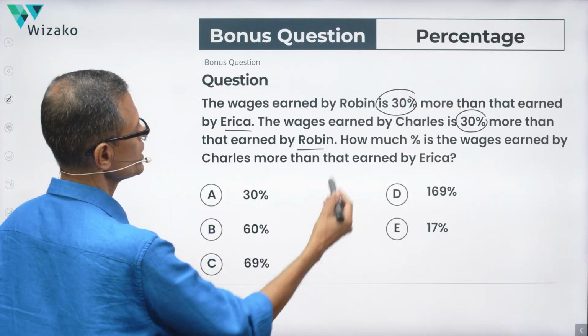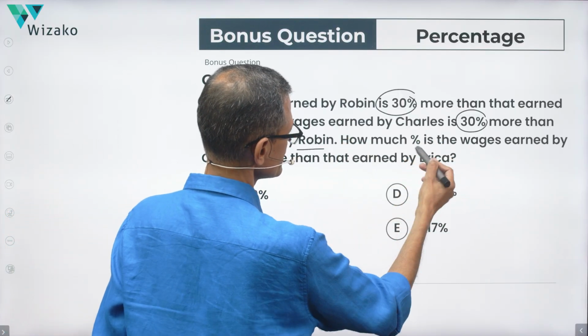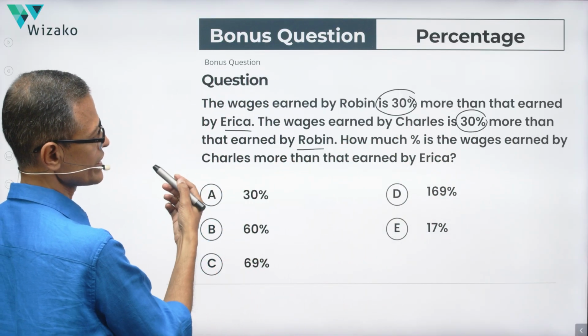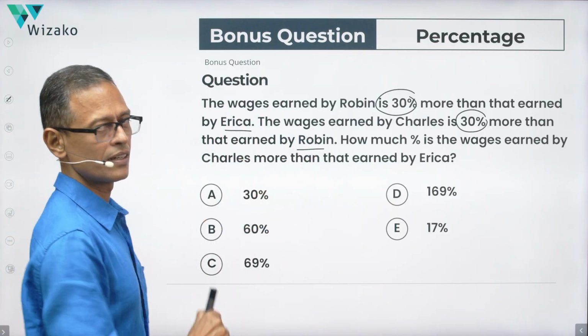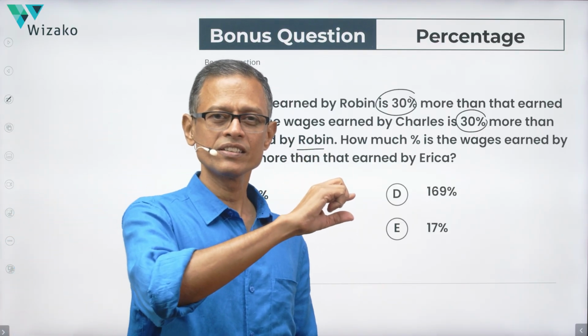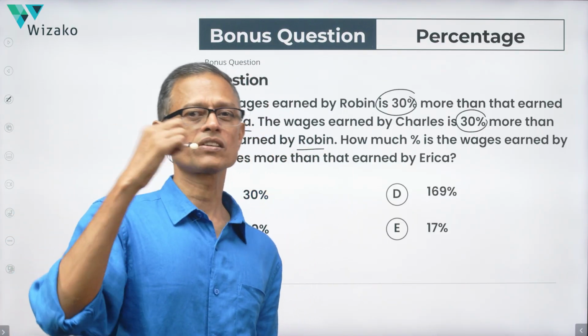What do we have to find out? By how much percentage are the wages earned by Charles more than that earned by Erica? The original question, Charles to Robin. This question, Charles to Erica.